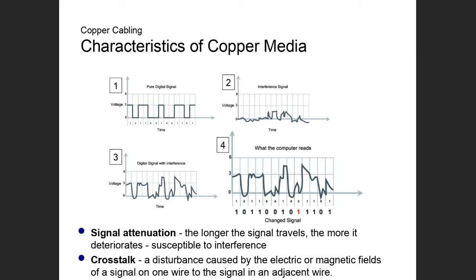Signal attenuation means the longer the wire is, the more the signal degrades. This is due to the resistance of the wire and the amount of current going through the wire from an electrical standpoint. And then crosstalk is when electricity traveling through an adjacent wire, like the guy's computer internet connection in the cube next to you, can interfere as well. Normally, the twisting together that we do is enough, so this is not a problem.